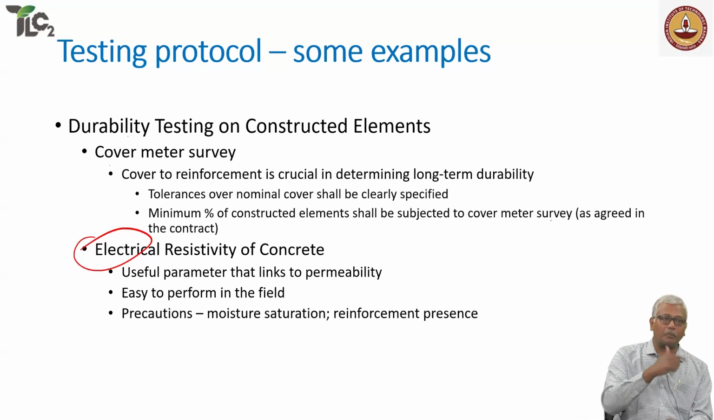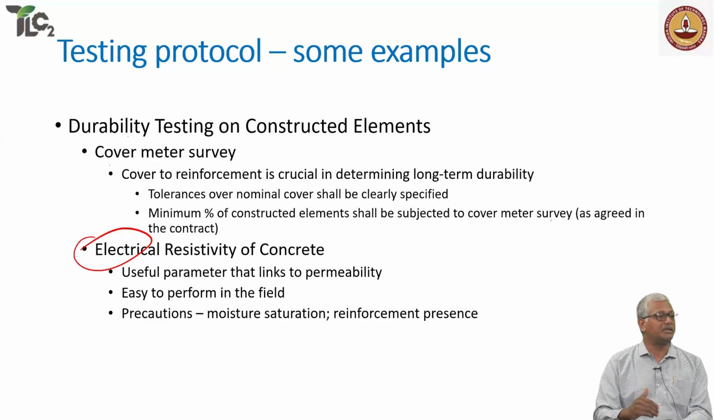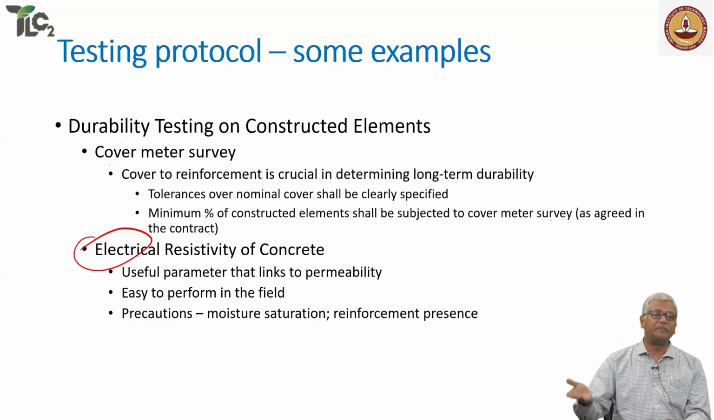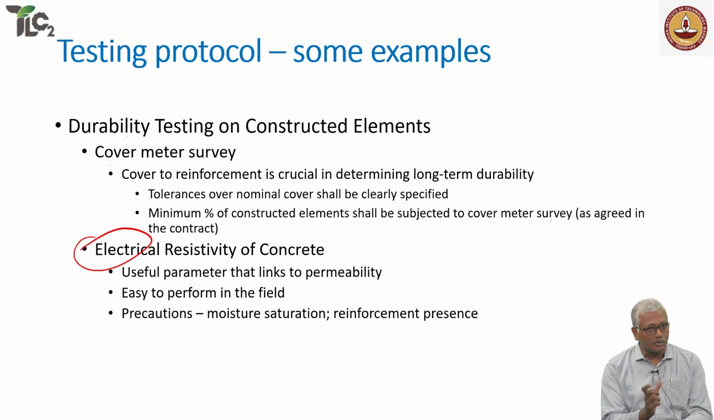So if you convert that to a positive parameter, take the inverse of conductivity, that is the resistivity. The higher the resistivity, the better the concrete quality in terms of durability. So you can measure electrical resistivity fairly quickly and establish that as a control strategy for your concrete structure. It's quite easy to perform in the field.